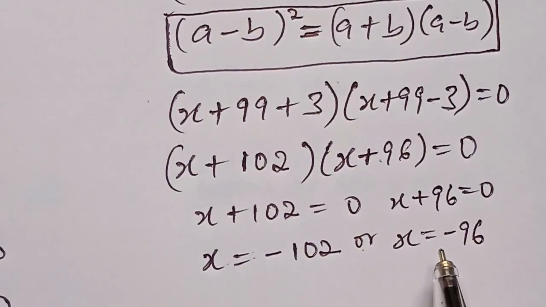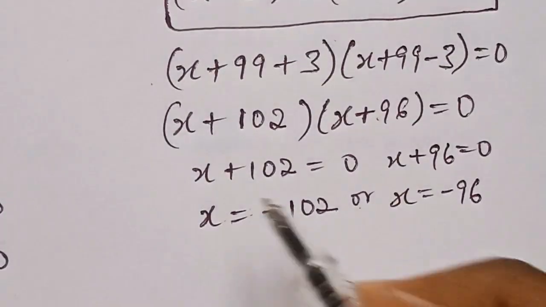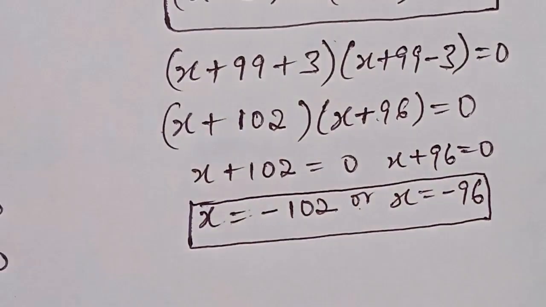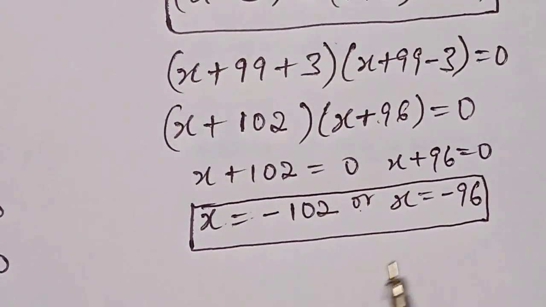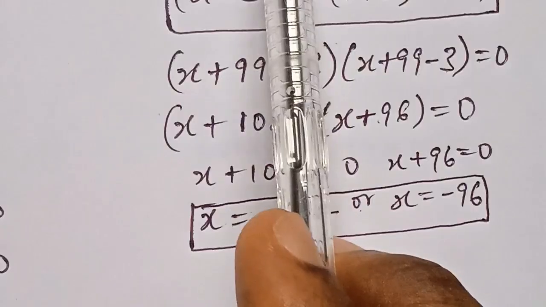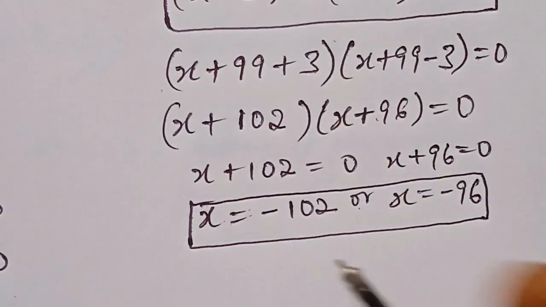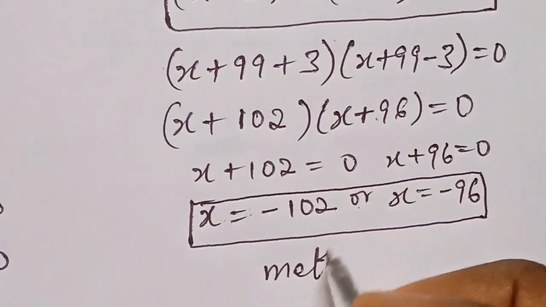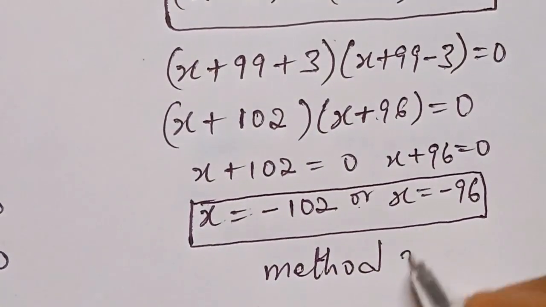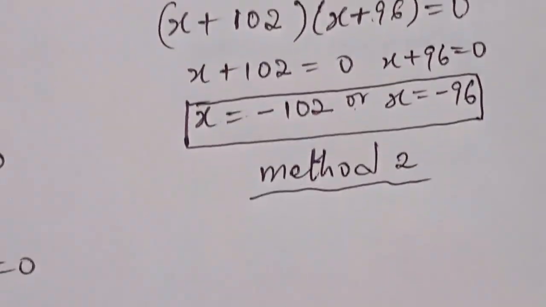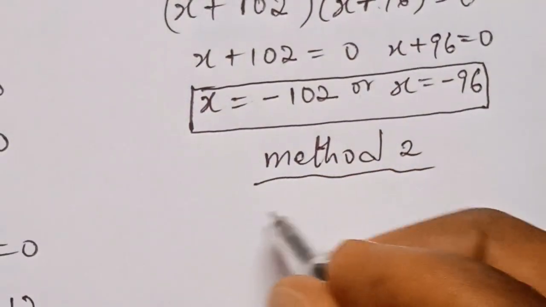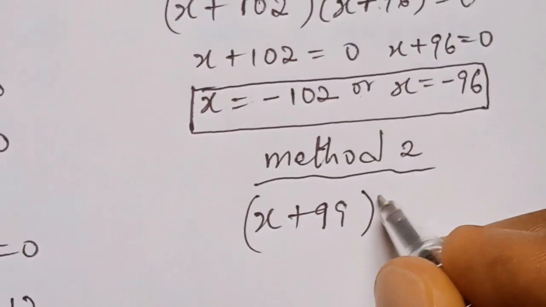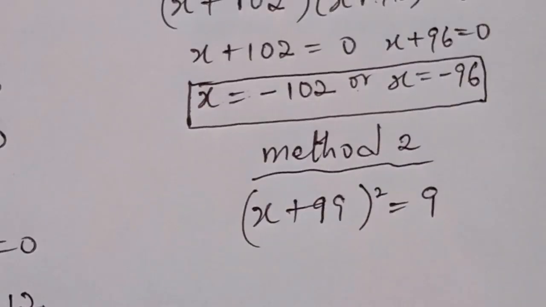Now, what we need to do is to conclude that as the value of x, which is going to serve as a method to solve this equation. So we can apply another method to this, and for the second method, method 2, that brings us to the expression (x + 99) to the power of 2 equal to 9.